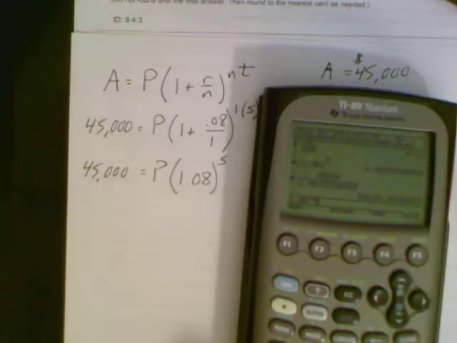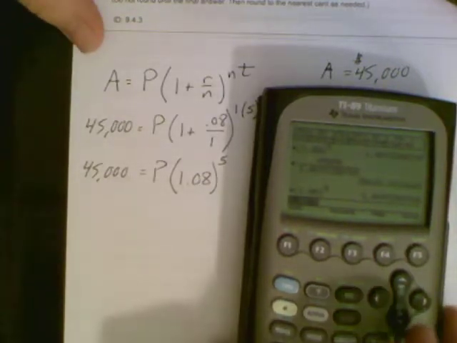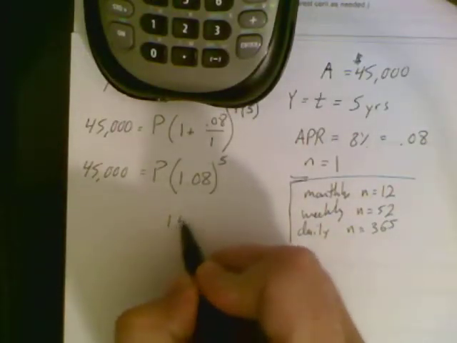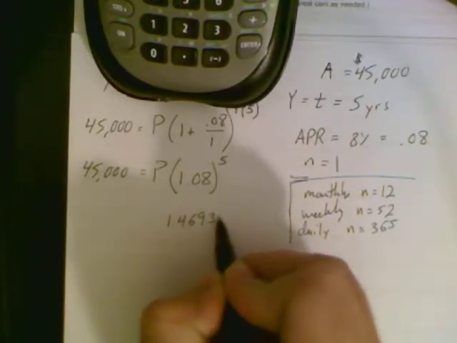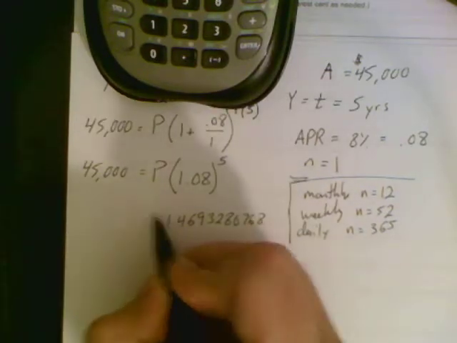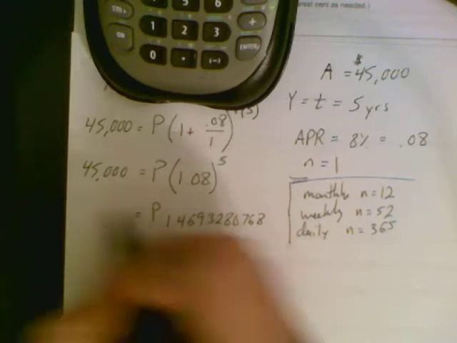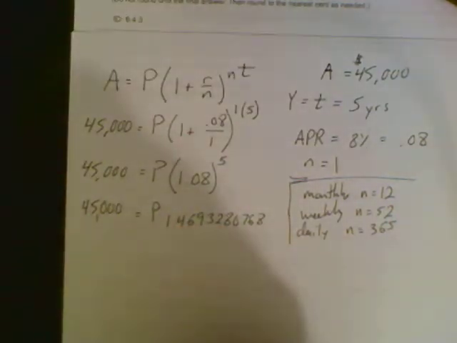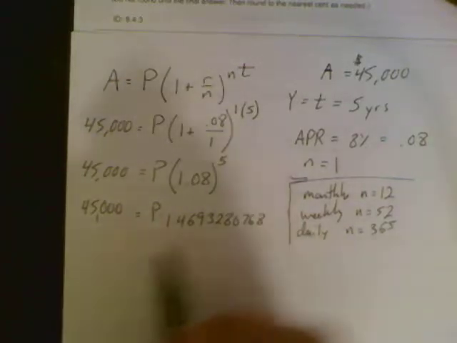Now, you may not be able to see it on my calculator, but when I hit enter, it's going to give me a number. That number is going to be 1.4693280768. Again, I would recommend that you try doing this on your own and get the same exact value. Now, the difficult part comes from, at this point, solving for P.